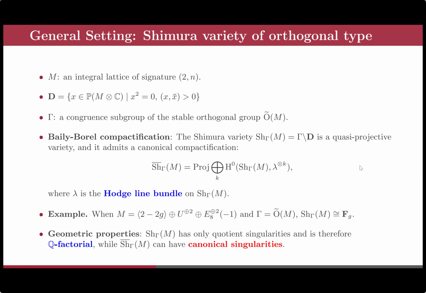But once you compactify this Shimura variety, for example, here you take the Baily-Borel compactification, the cycle theory is pretty bad because it can have very, very bad singularities. It can have canonical singularities, and such singularities will cause trouble for your cycle theory. For example, you lose control of the Chow ring. You will see that this bad singularity is basically the main reason why the Baily-Borel compactification has a very small Picard group.